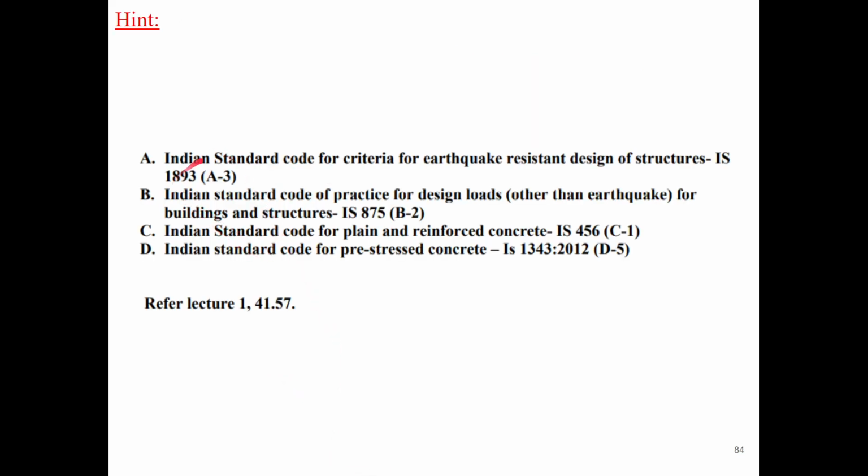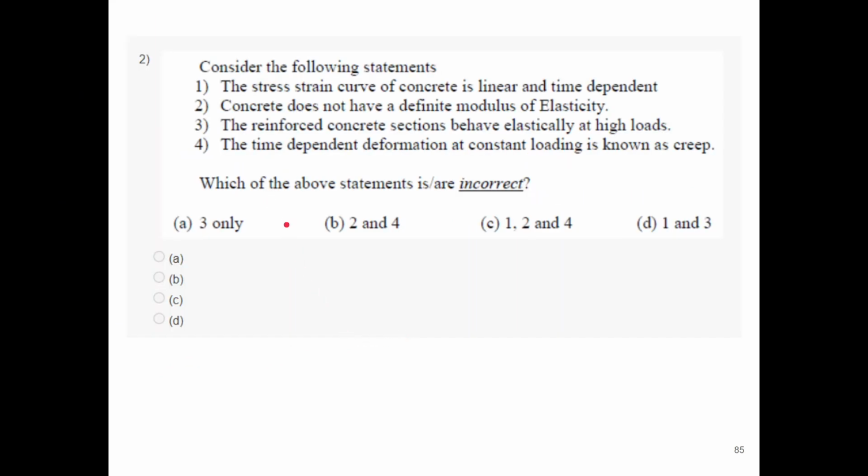As I told you, the Indian standard code for criteria for earthquake resistant design of structure is IS 1893. The Indian standard code of practice for design load other than earthquake for building and structure is IS 875. Indian standard code for plain and reinforced concrete is IS 456, and Indian standard code for pre-stressed concrete is IS 1343 2012, which maybe is the latest version. You can refer here for more information. So that is the first question.